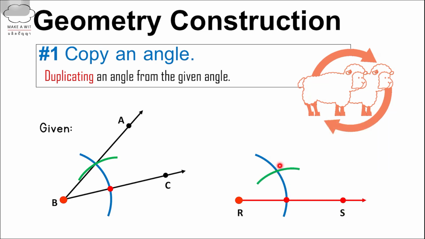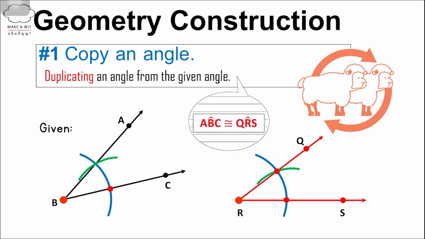See, this is new intersecting point. What you need to do, you line up with the vertex. This will be your new ray. See? And this is exactly the same. The sides are the same. Alright, so that means angle ABC is congruent to angle QRS. Alright, just copy it. Easy, right?